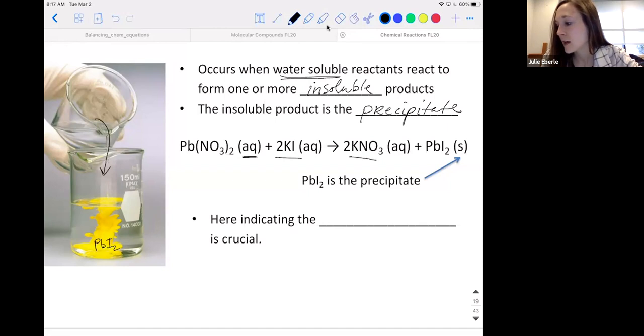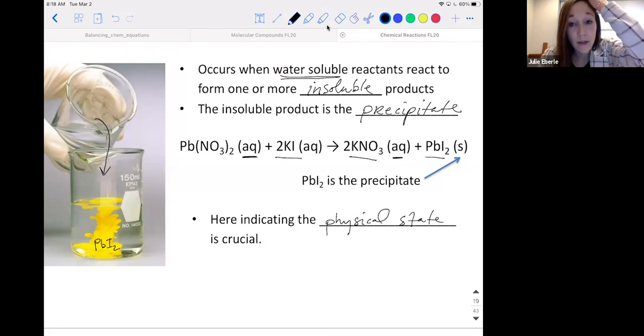You're going to form potassium nitrate, which is aqueous, still dissolved in the solution. But the lead iodide is no longer aqueous. It becomes a solid. And that solid, that parentheses S, indicates to you that's your precipitate. So here, indicating the physical state of the matter is crucial. That's going to be a key indicator to you that you have a precipitation reaction.